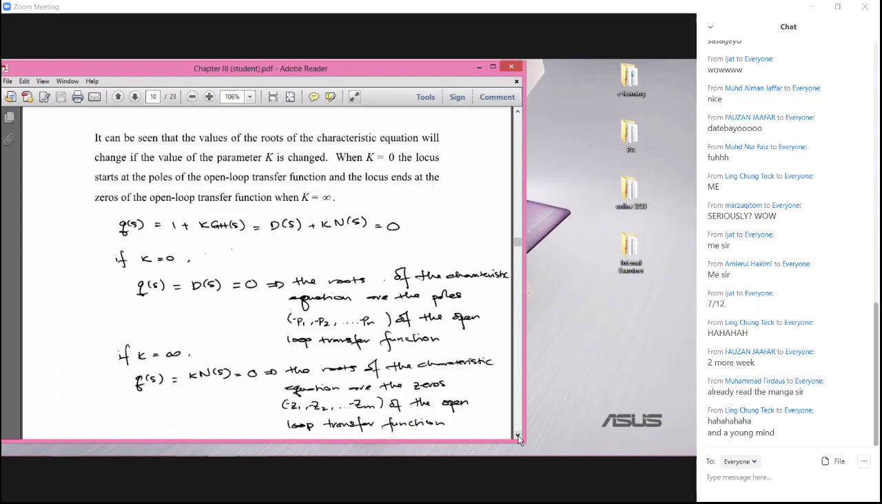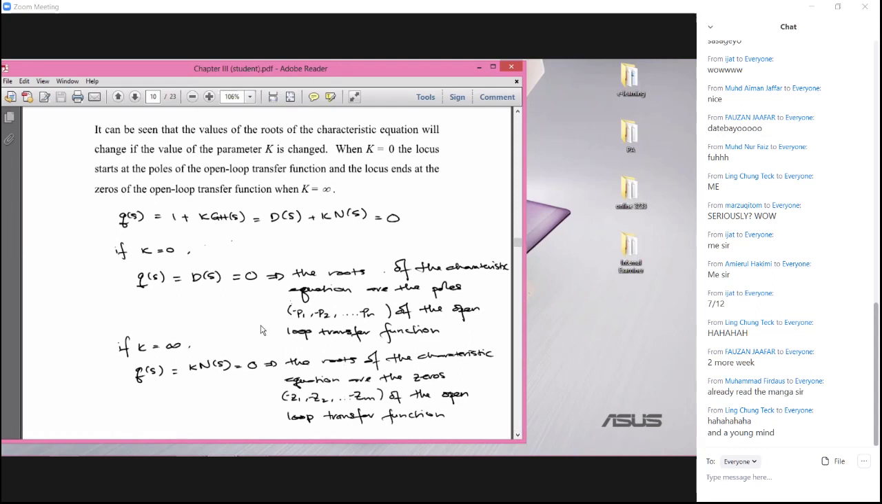There is another characteristic of the root locus diagram. It says here that when k is equal to 0, the locus starts at the poles of the open loop transfer function, and the locus ends at the zeros of the open loop transfer function when k is equal to infinity. So the locus will start at the poles, and the locus will end at the zeros.